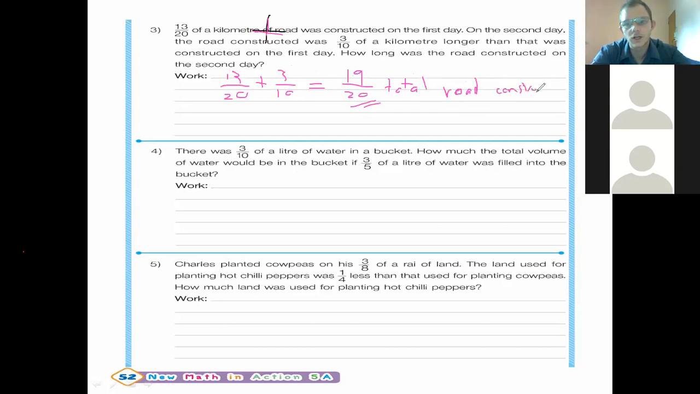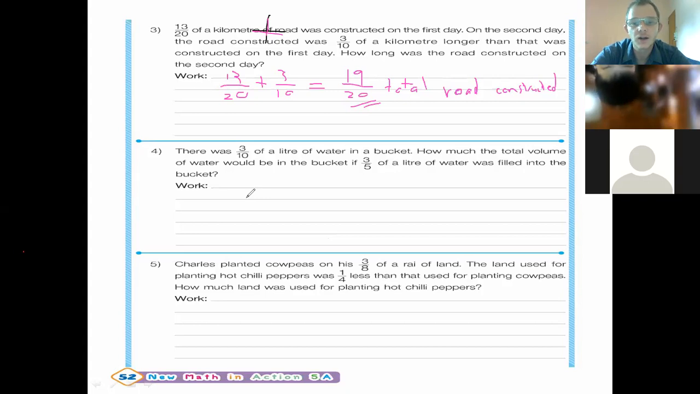Total road constructed. Okay. The way we calculate it, you can find out. We've done them. We've actually done these 3 before. If you haven't noticed, we've done them before. Number 2, there was 3/10 of a liter of water in a bucket. How much total volume of water would be in the bucket if 3/5 of a liter of water was filled in the bucket?